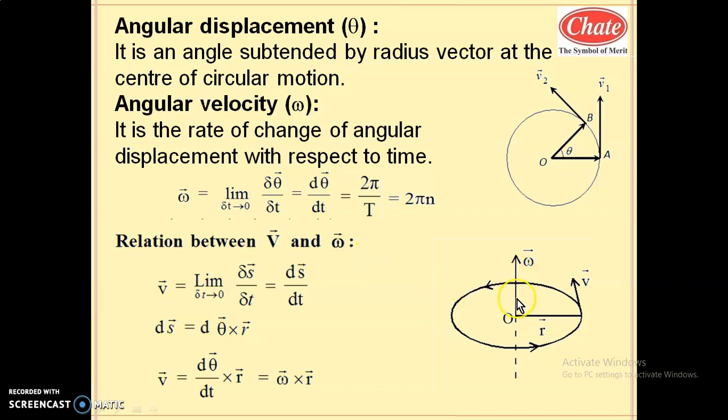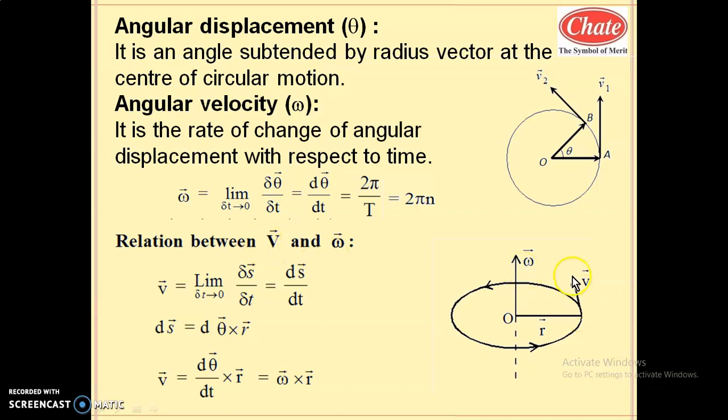Imagine the axis is in your right hand. If the curled fingers of the right hand denote the direction of the revolving particle, then the stretched thumb of the right hand gives the direction of angular velocity. Since the sense of revolution of the particle is in the direction of the curled fingers, the stretched thumb direction is this. So this is the direction of angular velocity.